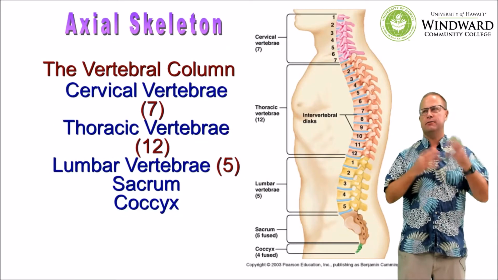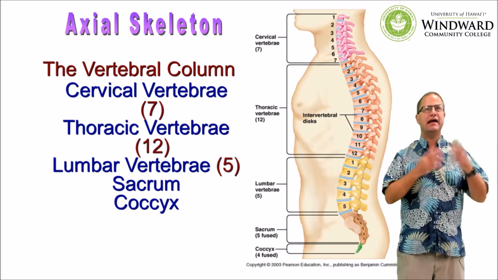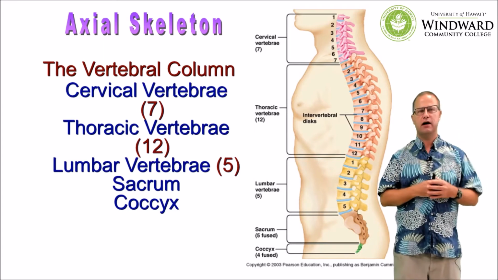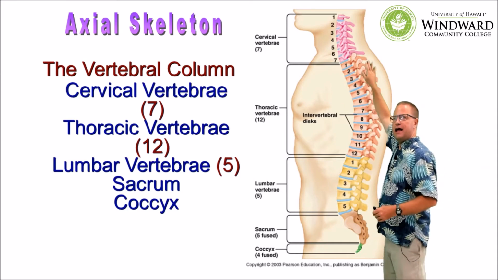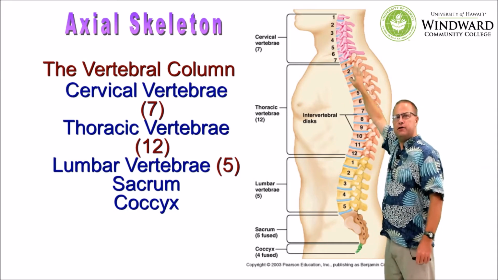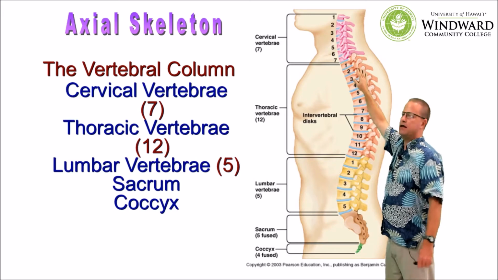Okay, now that we learned about the bones of the skull, we're going to go look at the other bones of the axial skeleton, and these include the vertebral column. So the vertebral column includes 5 different groups of bones. Now, up top in the neck, we have the cervical vertebrae. There are 7 of those in the neck, and they're very teeny tiny, and they allow a lot of movement.